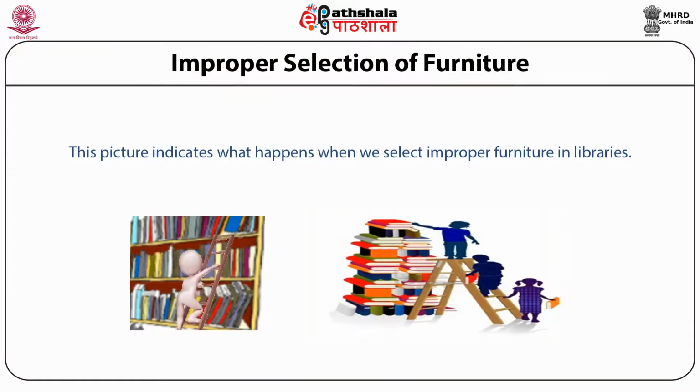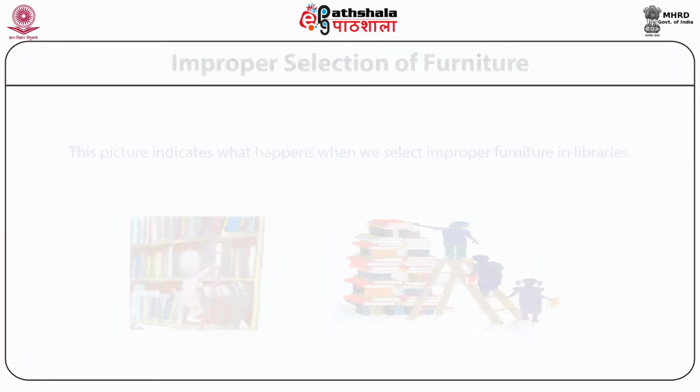Improper selection of furniture. In this picture, we can see how the students are facing difficulty getting books from the stack of a particular height. So the furniture should be according to the convenience of the users or the library students.